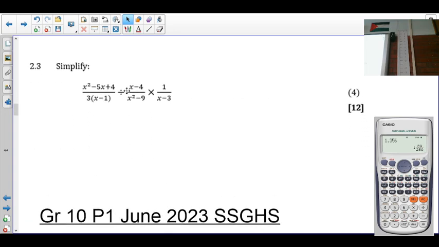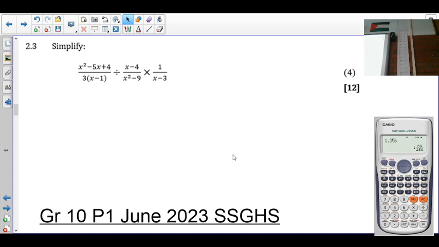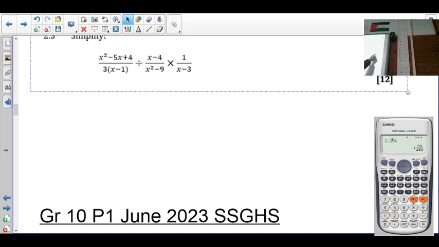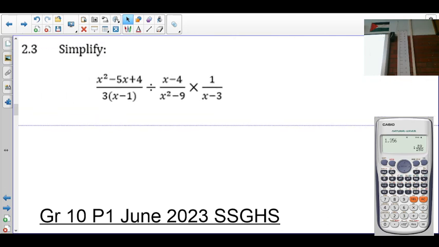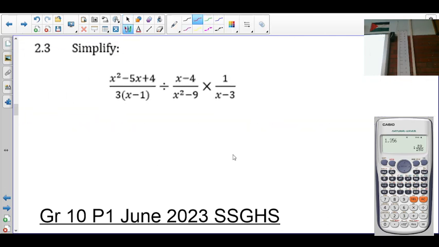The next one, 2.3, it says simplify. So here, what do I need to do first? I need to factorize where I can. Not so? Let's factorize. For 4 marks. So let's factorize. That's a trinomial here. So that's going to give you x and x. Do we add or subtract our products? We add it. What about our signs? It's going to be the same sign. Both is negative. Over 3 into x minus 1 is already factorized.